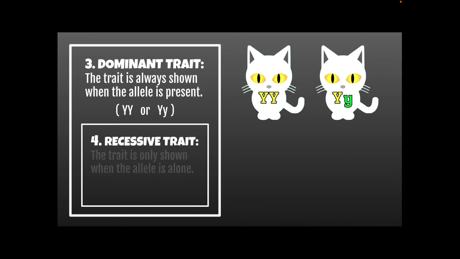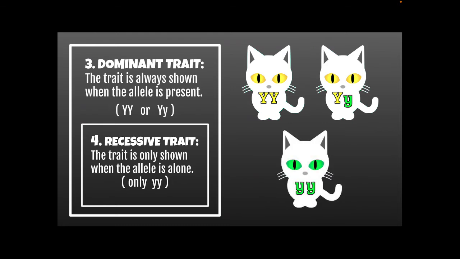The recessive trait can only be shown when the allele is alone, in this case with lowercase y's. Why are green eyes represented with lowercase y's? Because the letter we use is of the dominant trait. So whatever letter you're using gives you a major hint which trait is dominant. So yellow is dominant because we're using the letter Y. If green eyes were dominant, we'd be using the letter G.